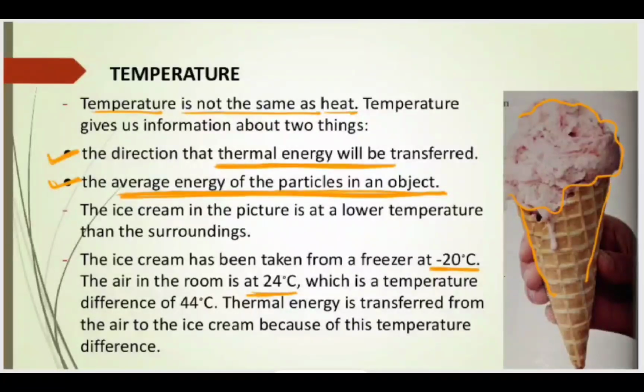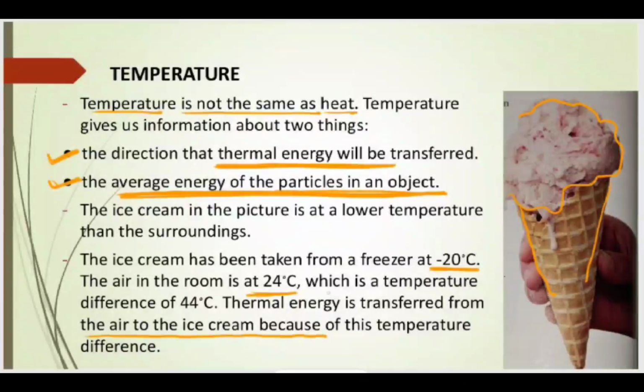So, the thermal energy is transferred from the air to the ice cream simply because the air is comparatively hotter. If it's comparatively hotter, that means it has more thermal energy as compared to the ice cream. Correct. The particles in the air are vibrating faster than those of the ice cream.